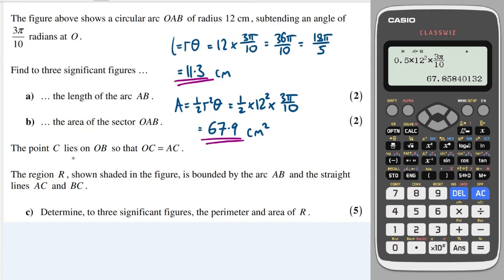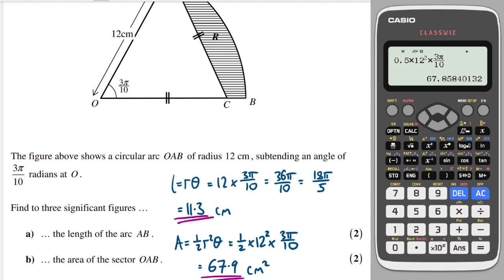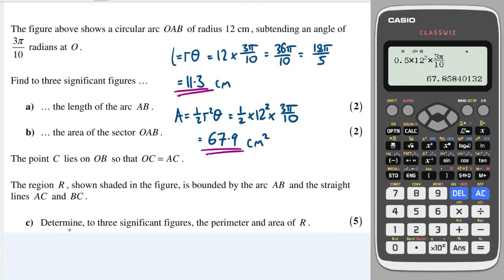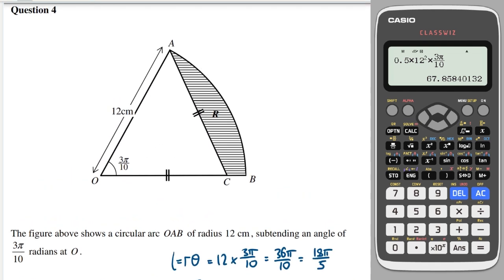Okay. And now we have the point C lies on OB such that OC is equal to OA. You can see that drawn out there. Determine to 3 significant figures the perimeter and area of R. Which is the area here? Okay. So we can find some of the missing sides.